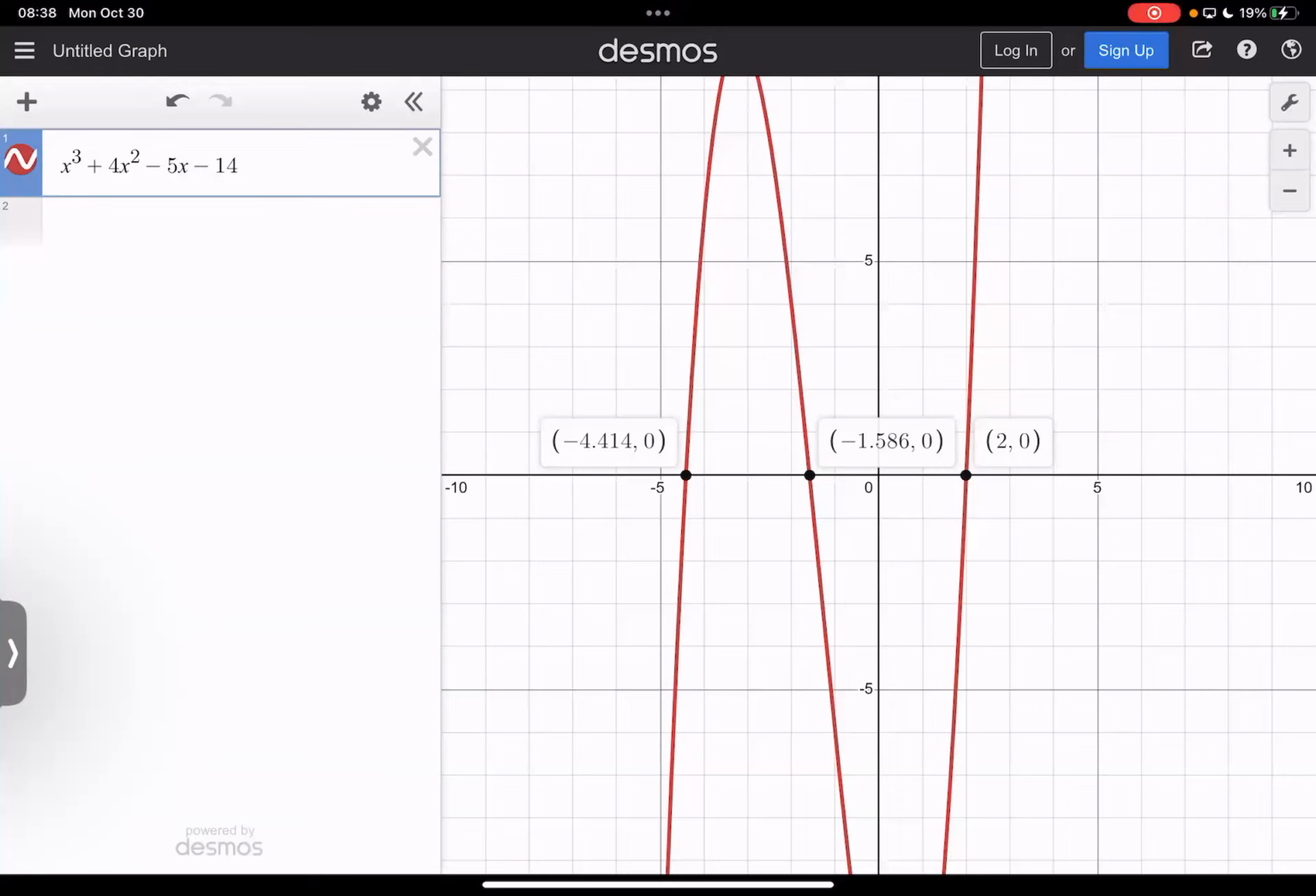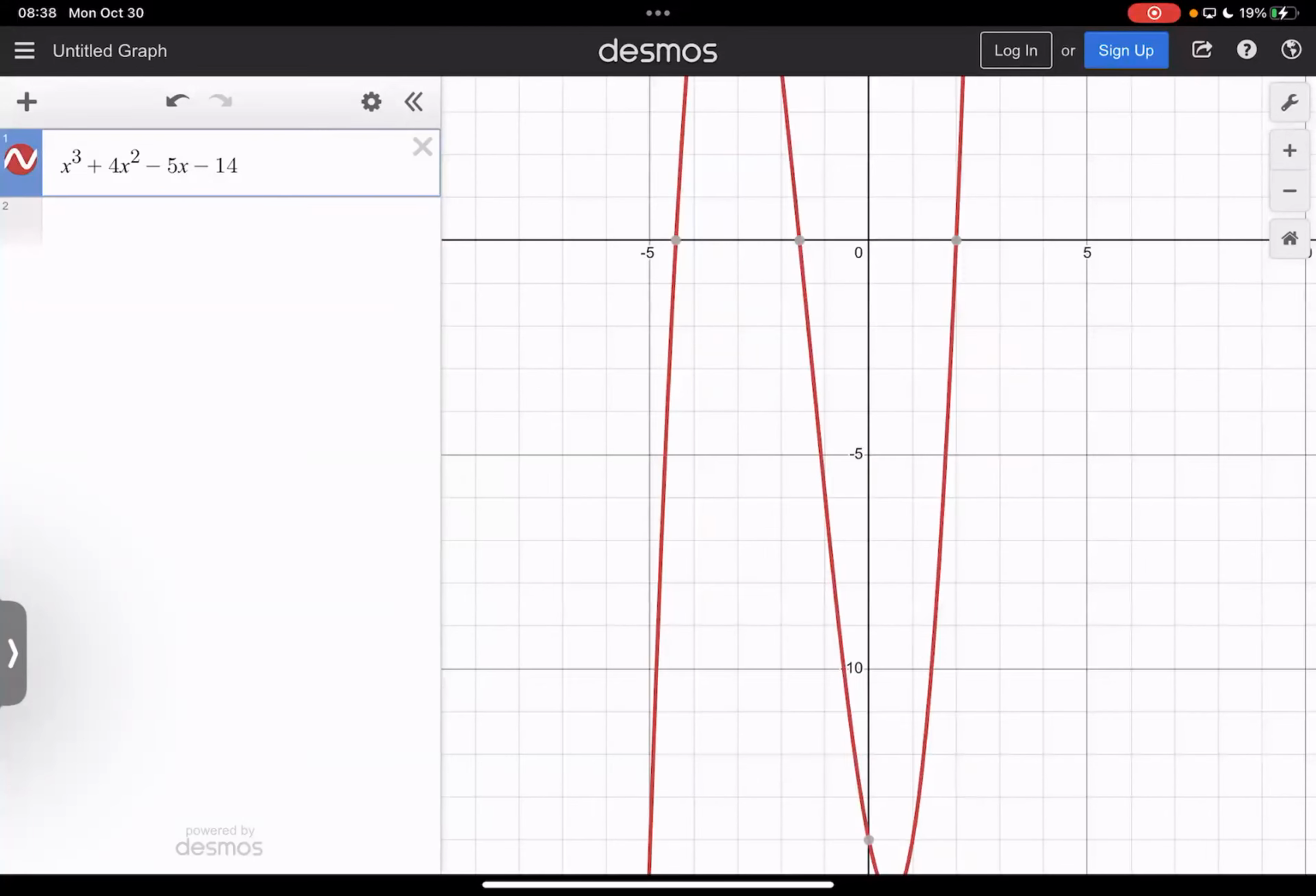Wow. But Emily, couldn't we just have used Desmos this whole time? Yes. But isn't it empowering to know that you don't have to?